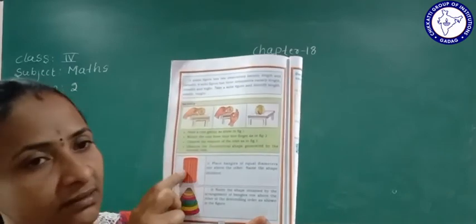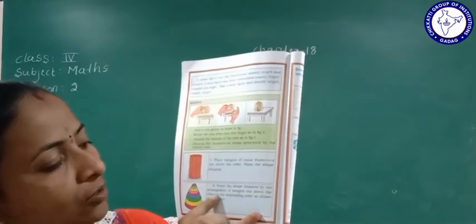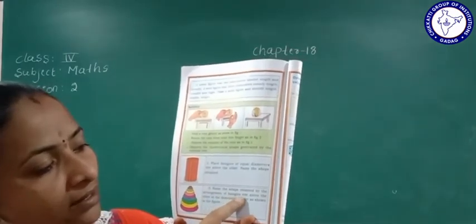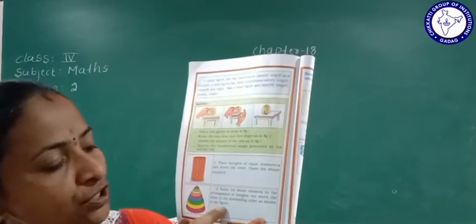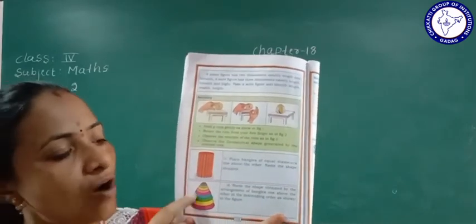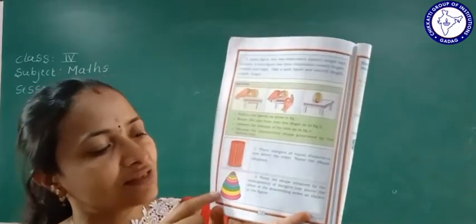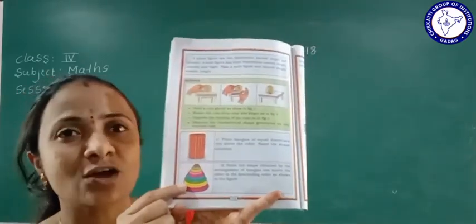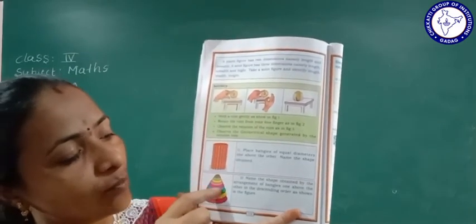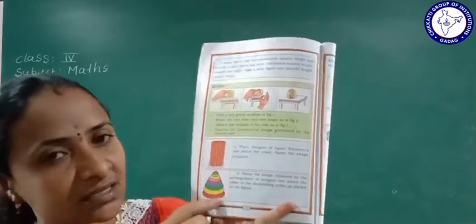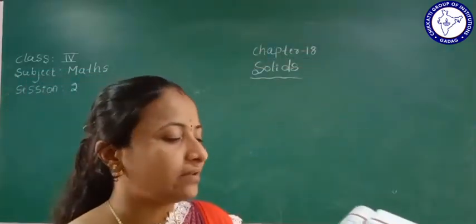And the second one: name the shape obtained by arranging bangles one above the other in descending order as shown in the figure. How is it looking? It is looking like a cone. These bangles are arranged one above the other, so in descending order we see the cone shape.